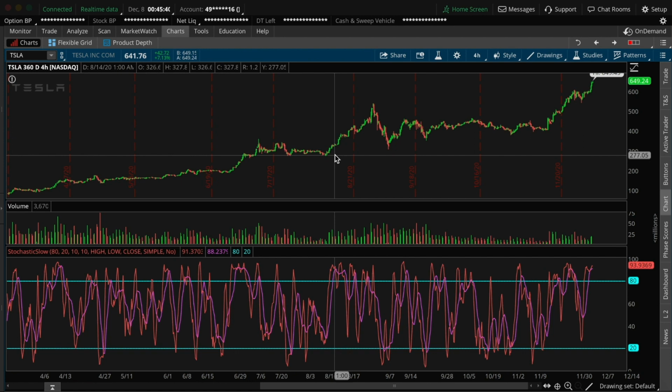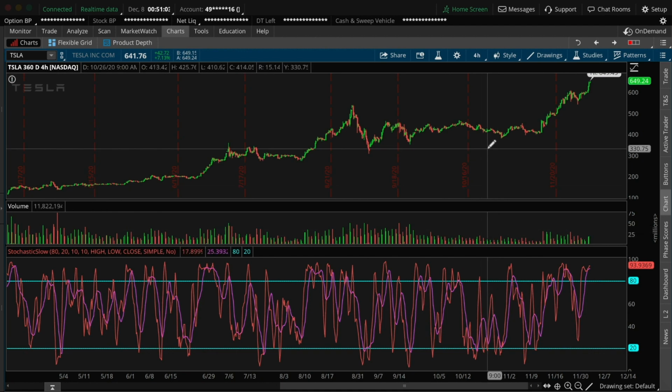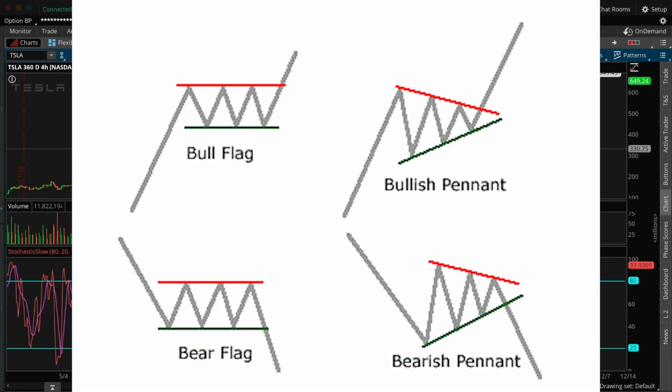Today, I'll be going over how to successfully create a chart pattern and how to implement that into your trading. Alright, let's get into it. So today, we'll be going over my 3 favorite chart patterns: bull flag, bear flag, and symmetrical triangle.